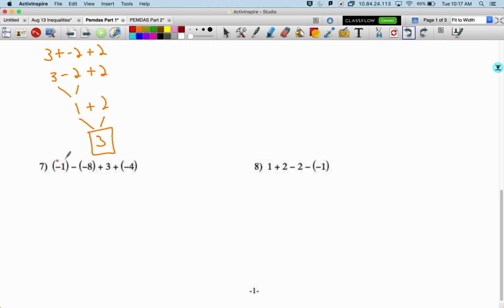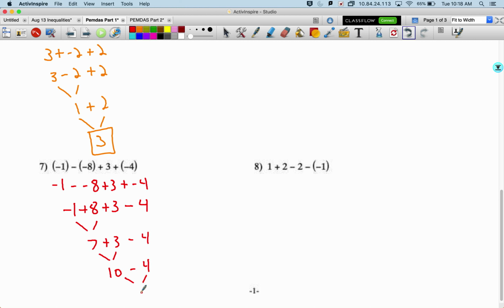Again, there's parentheses around the negative numbers. Part of the reason they're there is so that we know this is a negative, but now we're going to rewrite it without those parentheses. So -1 minus a -8 plus 3 plus a -4. Minus a negative is going to become a plus. Plus a negative is just going to become a minus. And now we'll go left to right. So this is -1 plus 8 is 7. Plus 3 minus 4. The 7 plus the 3 becomes a 10 minus 4. And then together these become a 6. Put a box around it.